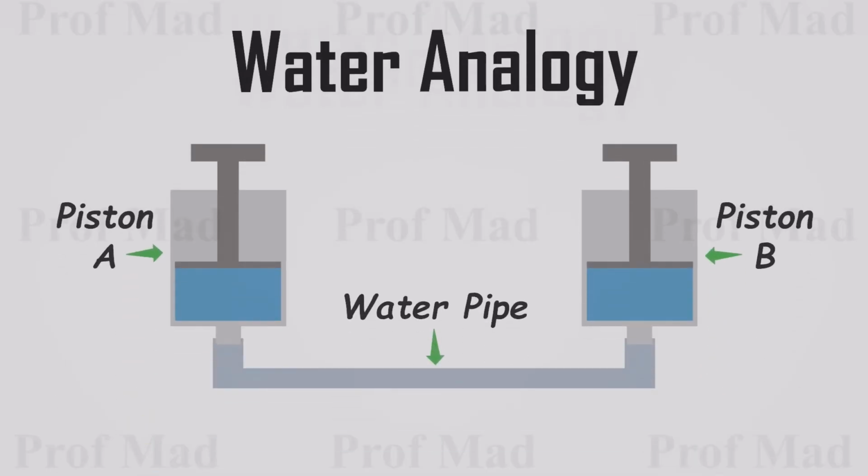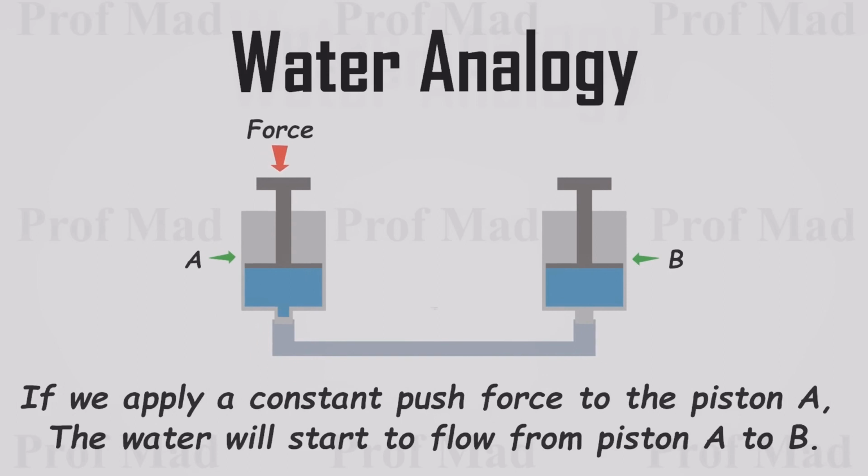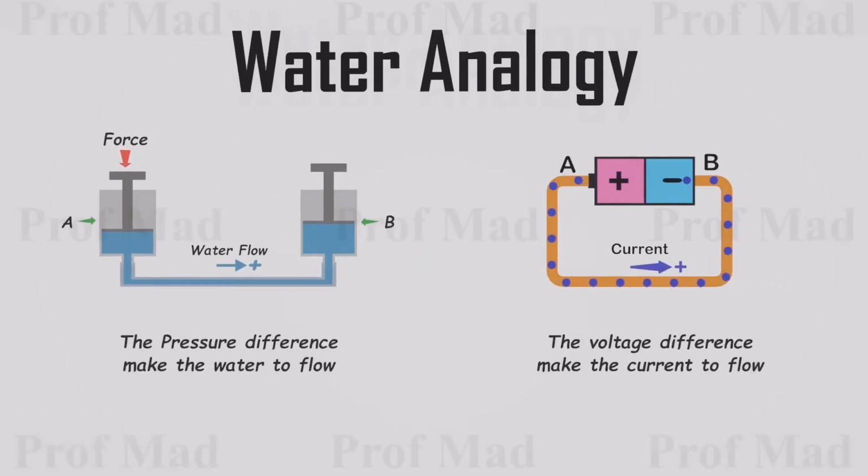Here we have two pistons, each half filled with water, and both connected using a water pipe. If we apply a constant pushing force to piston A, the water will begin to flow from piston A to piston B. This happens because the applied force increases the water pressure in piston A, prompting the water to move from the high pressure region to the low pressure region. The same phenomenon occurs in an electric circuit.